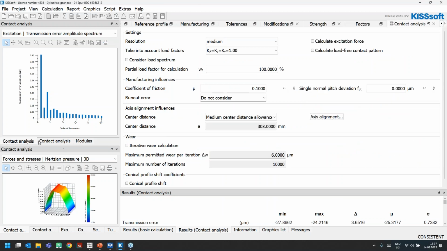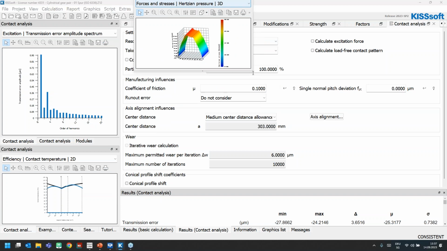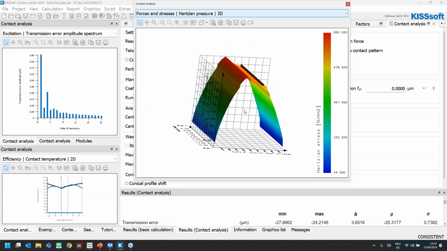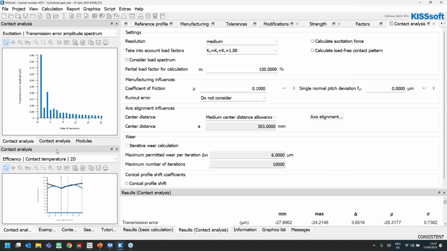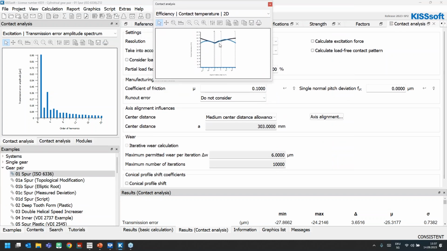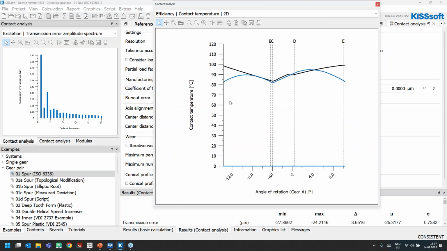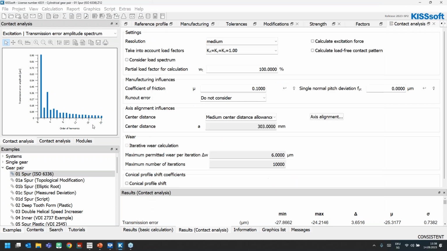If we look now at the Hertzian pressure, you can see that the distribution is much nicer than we had before. In terms of contact temperature, by applying this tip relief, we have not only removed the high temperatures from the edge, but we also reduced the overall contact temperature of the mesh, which is good. And the maximum peaks are then located somewhere on the flank and not at the beginning or end of the mesh, which is more dangerous.